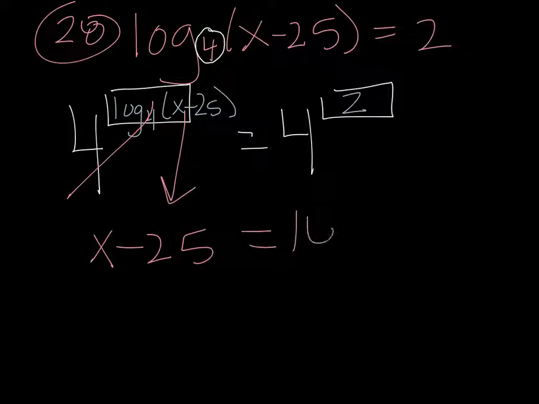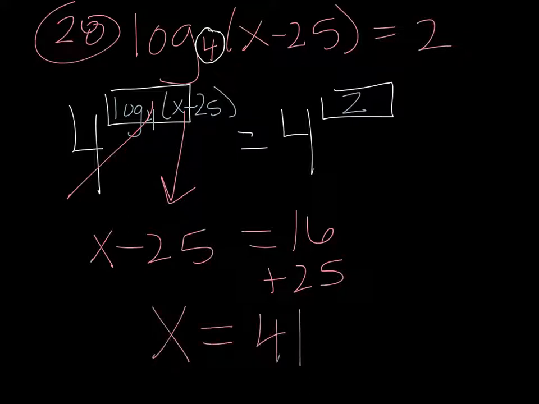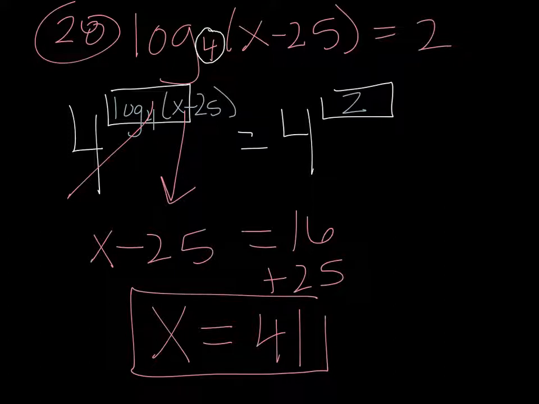x minus 25 equals 4 squared, which is 16. Add over my 25. I get x is equal to 41. 41. It's 42, guys. I tricked you. The answer is 41.